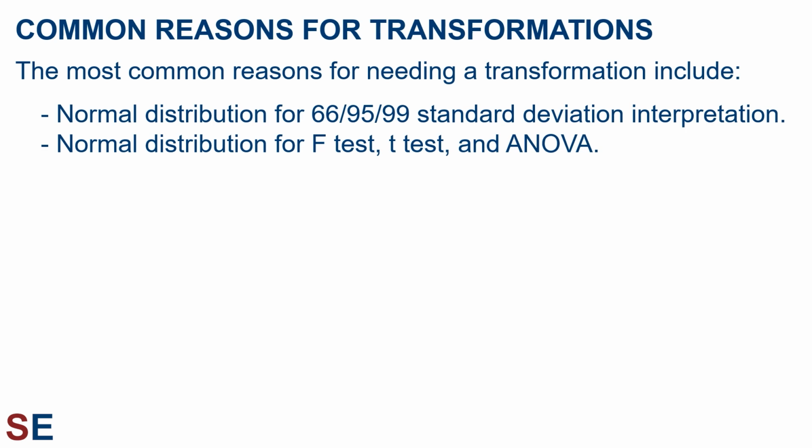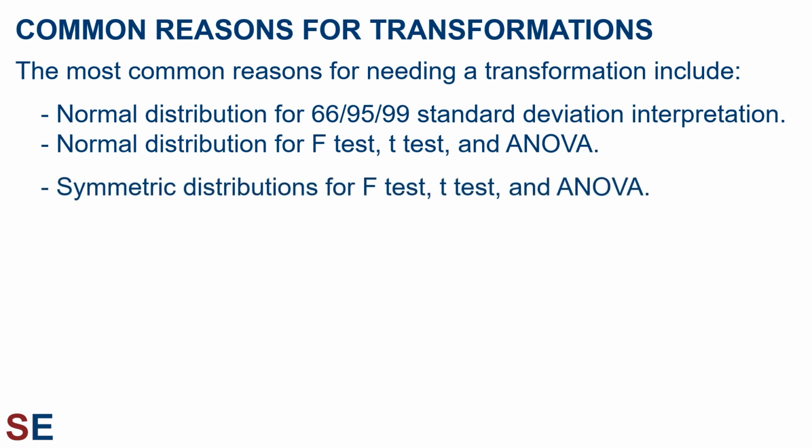While the t-test and ANOVA are somewhat robust against minor violations of this assumption, the f-test is very sensitive to deviations from normality. Symmetric distributions for the f-test, t-test, and ANOVA are also an assumption. If the data is normally distributed, this will be met automatically, but slightly non-normal distributions can still work for the t-test and ANOVA as long as the data is symmetrical. It's typically best to make sure the data is normally distributed because this will cover the symmetry requirement as well.